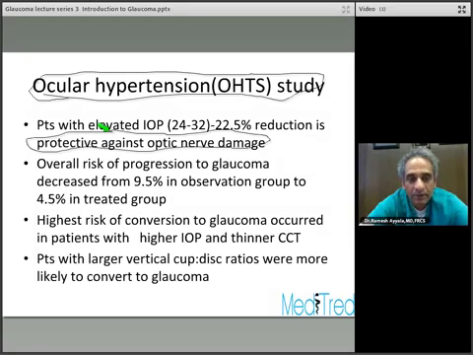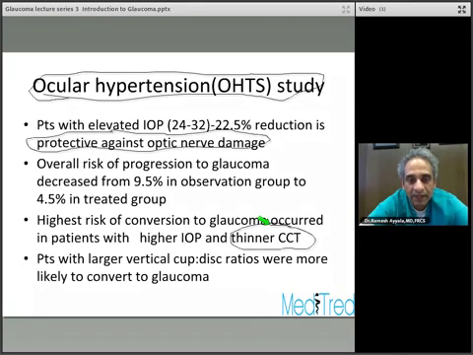The highest risk of conversion to glaucoma occurred in patients with a higher IOP and a thinner central corneal thickness. They also identified a thinner central corneal thickness, or CCT, as an independent risk factor for patients to develop glaucoma. Patients with larger vertical cup-disc ratio were more likely to convert to glaucoma. Important points for you to understand.